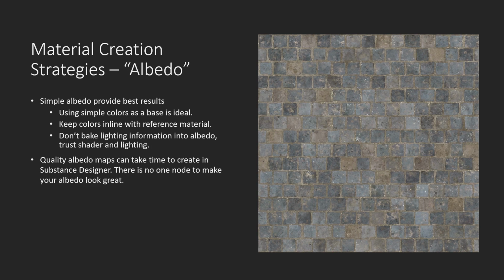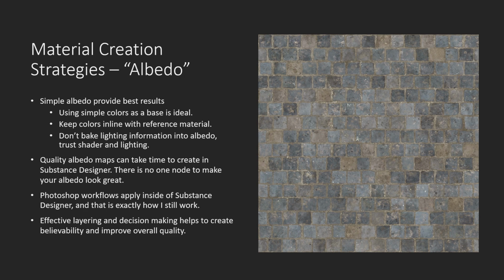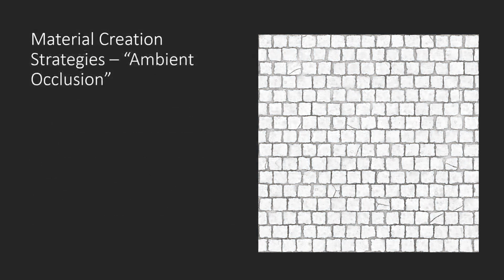So quality albedo maps can take time to create in Substance Designer. There is no one node to make your albedo look great. Photoshop workflows apply inside of Substance Designer, and that's exactly how I still work. So I feel like effective layering and decision making helps to create believability and improve overall quality. And then I use a lot of masks generated from curvature and AO maps to create believable details.